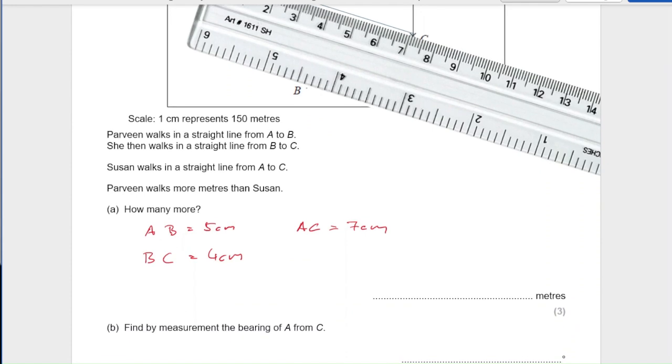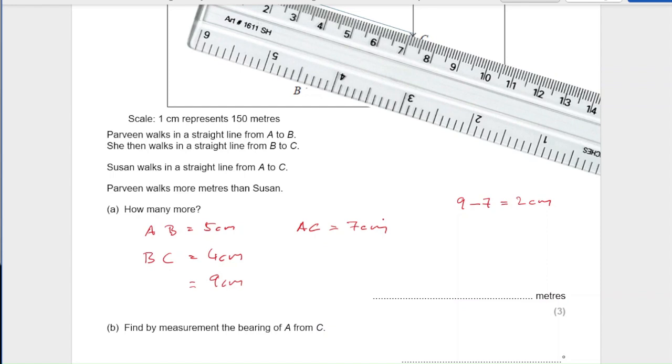So I could convert all of these into meters. So I could convert 3 times into meters and then subtract the sum of this from the sum of this. But what I'm going to do is stay in centimeters because that will mean I only need to do one. So total journey there would be 9 centimeters. So 9 centimeters minus 7 centimeters would be 2 centimeters.